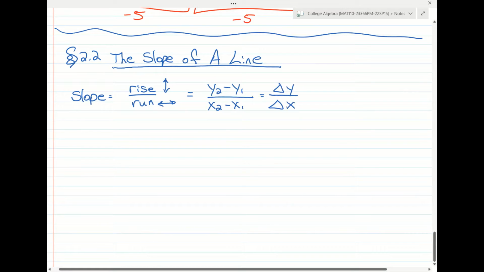A triangle stands for delta. Delta in math just means change. So if you subtract the x's, you subtract the y's, that's what that means. My favorite way to think about slope is the top number tells you whether you're going up or down. The bottom number tells you whether you're going right or left. If the top number is positive, you go up. Negative, you go down. If the bottom number is positive, you go right. Negative, you go left.